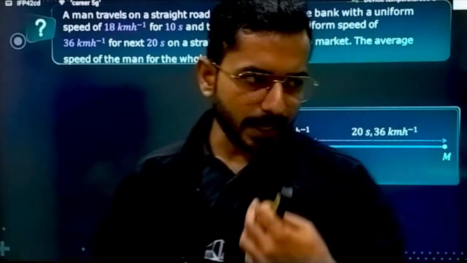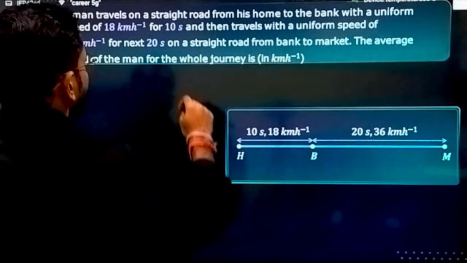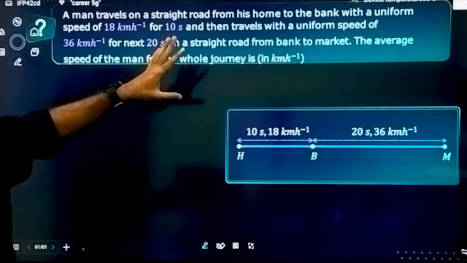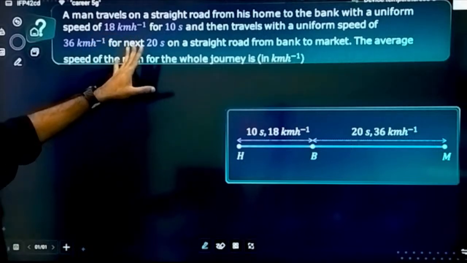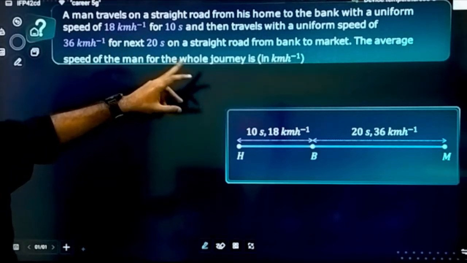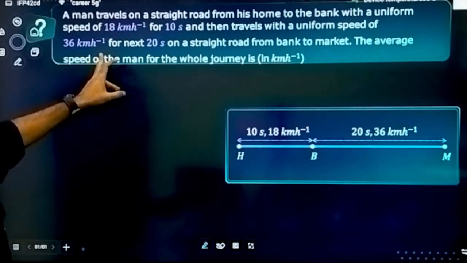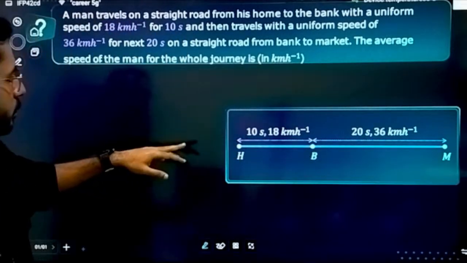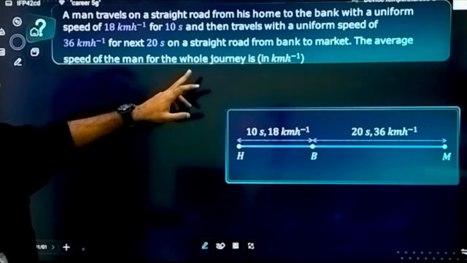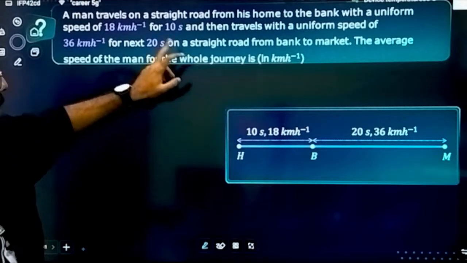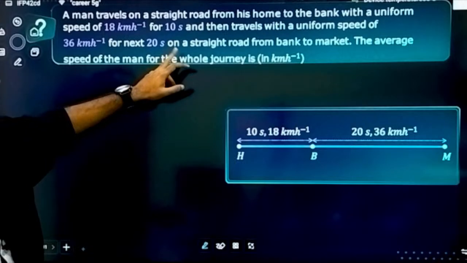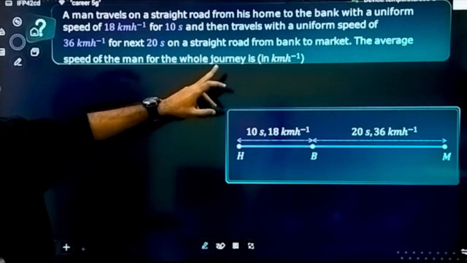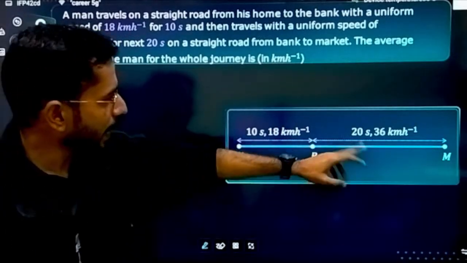Again there is a question. Let's try to tackle this question. What the question is saying. Let's see. A man travels on a straight road from his home to the bank with a uniform speed of 18 km per hour for 10 seconds. Then travels with a uniform speed of 36 km per hour for the next 20 seconds on a straight road from bank to market. Here the values are mentioned from home to bank and then bank to market.